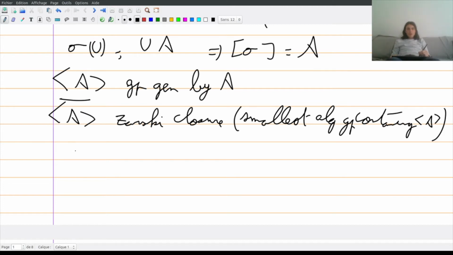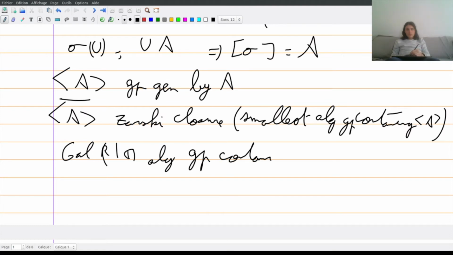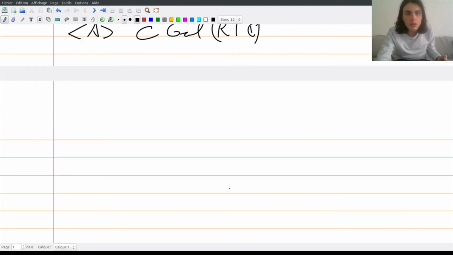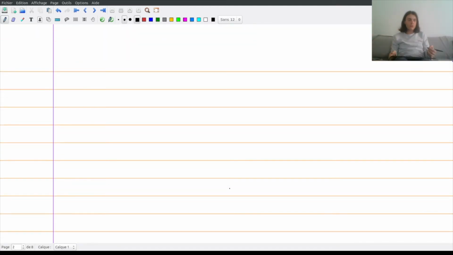So since the Galois group is an algebraic group which contains A, we have that the Zariski closure is contained in the Galois group. But we want to prove the converse now.